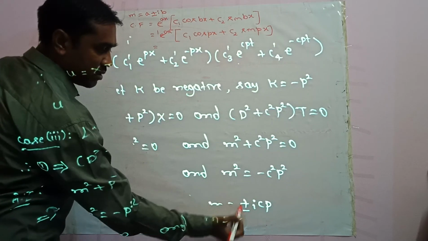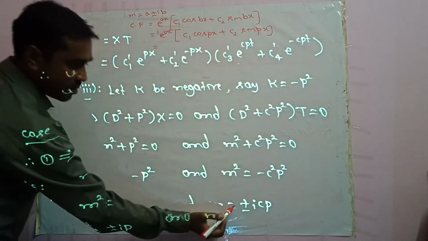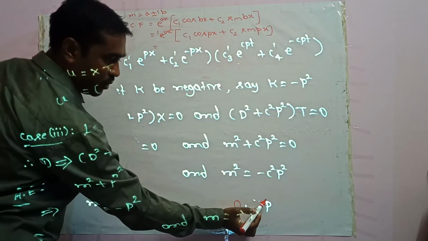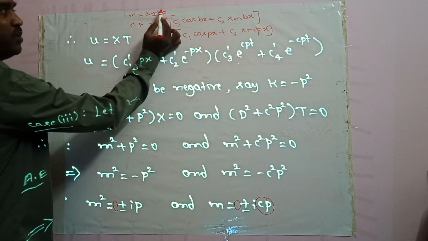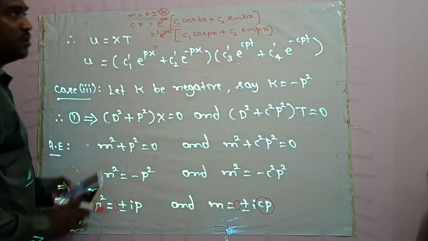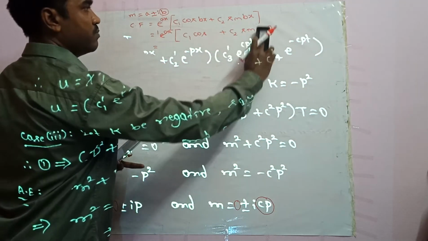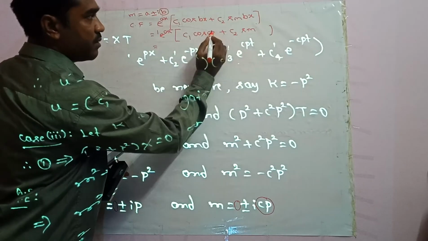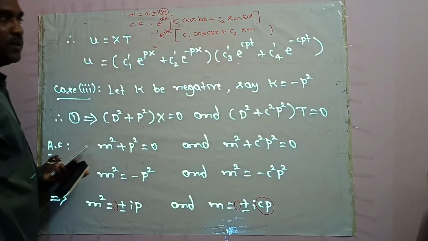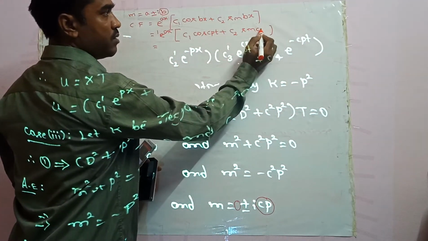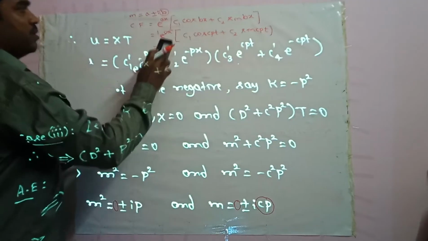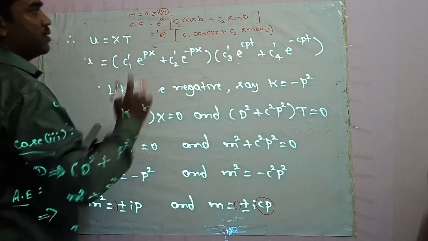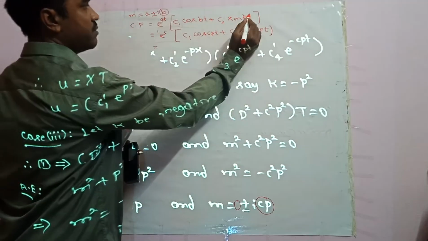So this is the complementary function when these are the roots. Similarly here, in the place of a we have 0, and in the place of b we have cp. So you will get cpt, because our variable is t, not x. We will be having it like this.